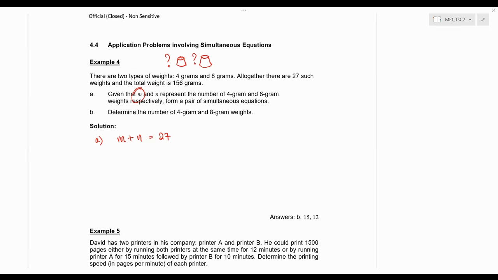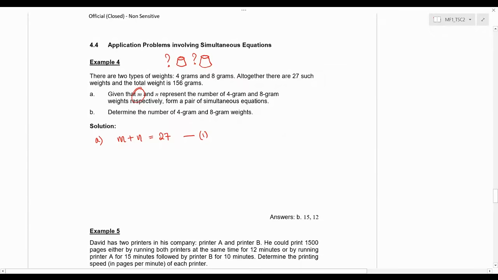Okay, number of items, think about it. So let's say there are 10 4 grams and there are 17 8 grams. The total will be 10 plus 17, right? So I will have a 27. But we don't know whether it is 10 and 17 or not. It could be 13 and 14. It could be maybe 1 and 26. Just saying, right? The question here is where exactly should it be? That's the first set of information, and we'll call that equation 1.